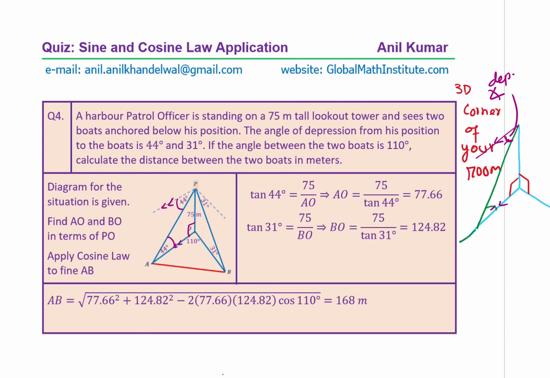Now, in this particular case, we know two sides with an included angle, and therefore we are going to use the cosine law. Is that clear to you? So using the cosine law, we know the length AB will be the square root of the sum of the squares of these two lengths, minus 2 times these two lengths and the cosine of the angle in between. So that included angle 110 comes here. Once you calculate, you get this answer to be 168 meters. Is that clear to you? Perfect. So that is how we should be answering these questions.